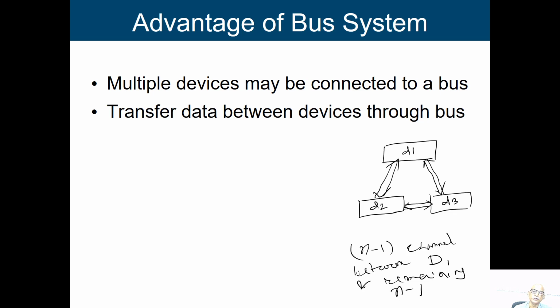Similarly, if you look into D2, again from D2 we should have a similar number of channels, but it will now be n minus 2, because already from D1 to D2 we have this particular channel. Like that, if you go on, you will find that it will be some sort of factorial n number of channels that will be required. So, we can reduce all those things by using the concept of bus.